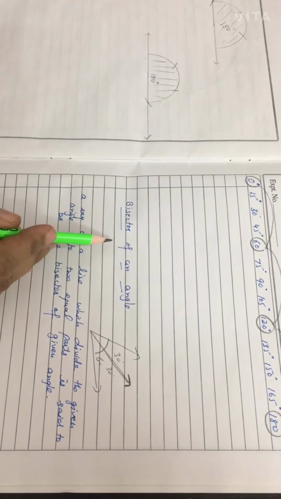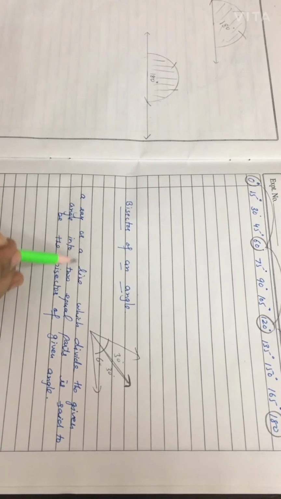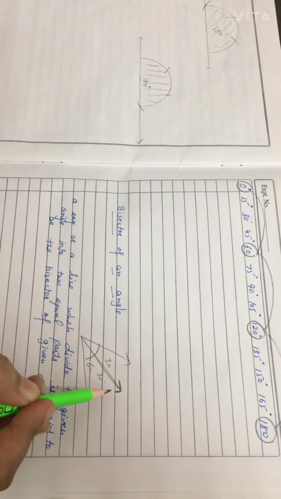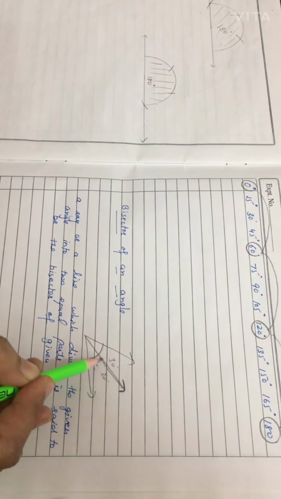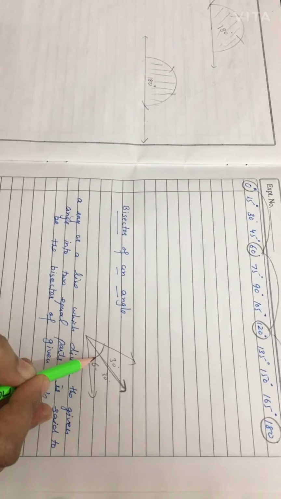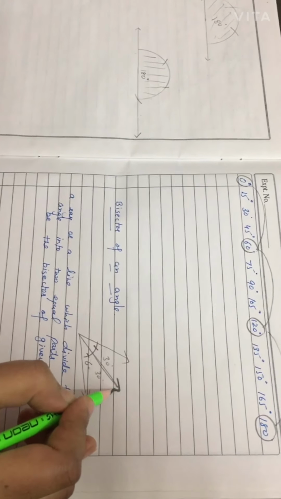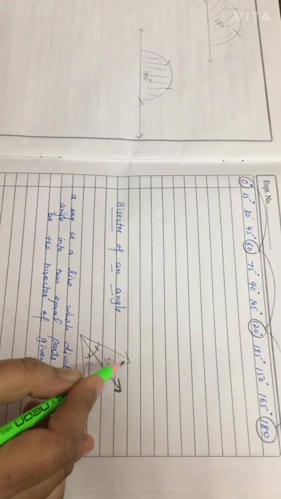So what is the bisector of an angle? A ray or a line, and we know that a ray is a part of a line. So if this ray, or we can say this line, is dividing the given angle into two equal parts, then this will be called the bisector of the given angle.